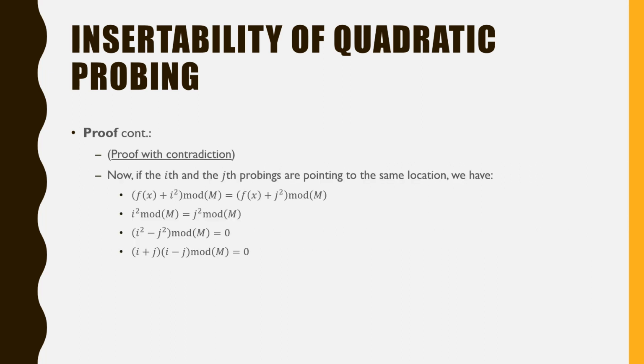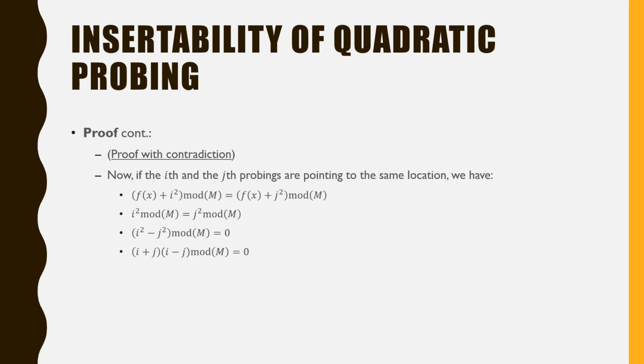We will prove the proposition using proof by contradiction. We will try to discuss the feasibility of the ith and the jth probing ending up with the same location. According to quadratic probing, it means that (f(x) + i^2) mod m equals (f(x) + j^2) mod m.